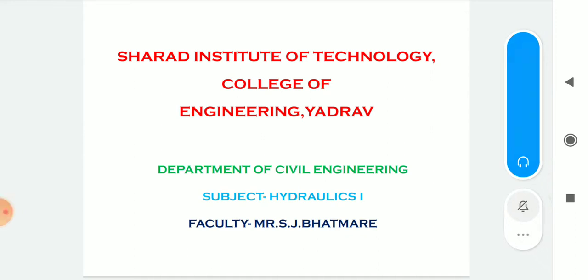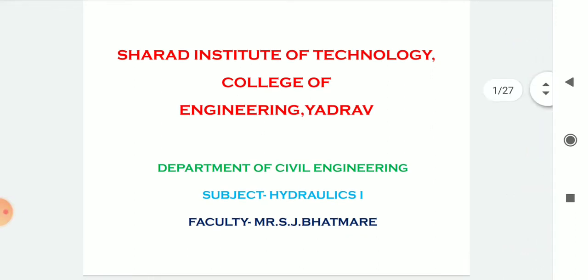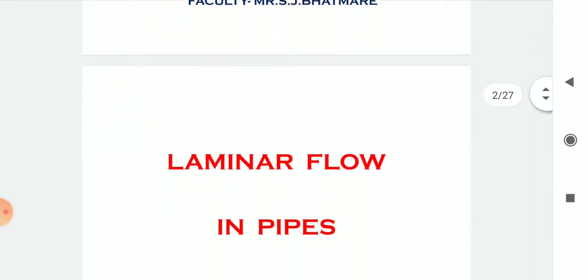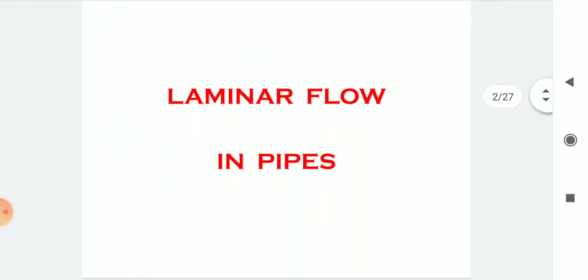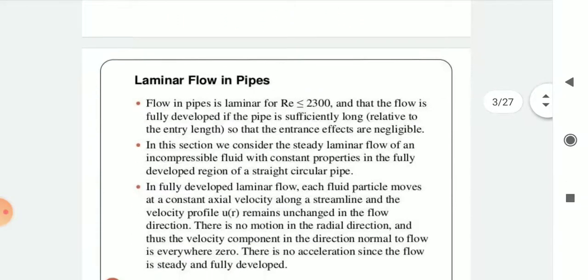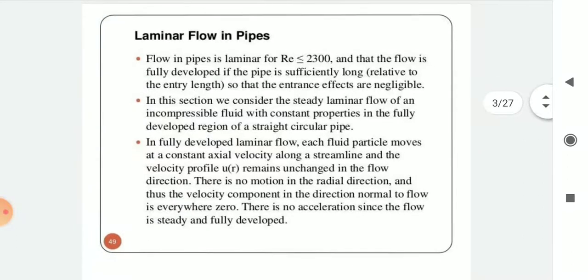In this lecture series of hydraulics engineering, in the last lecture we studied the laminar flow boundary layer theory. In the fourth chapter, laminar flow and turbulent flow, we are going to discuss laminar flow and turbulent flow. So, in this lecture, we are going to discuss laminar flow in pipes. Okay, so let's start with laminar flow in pipes.